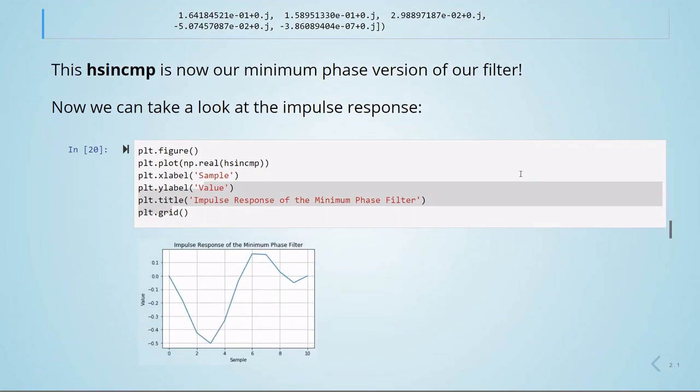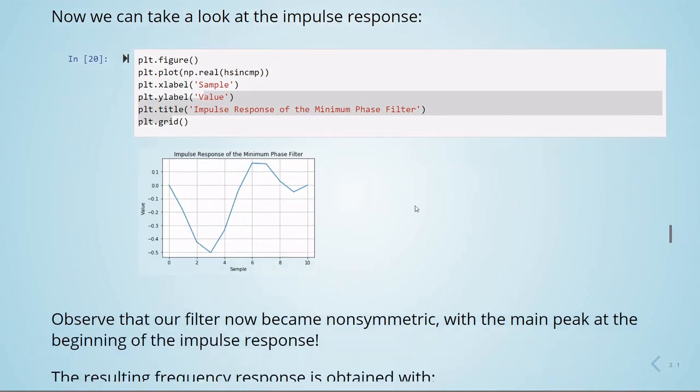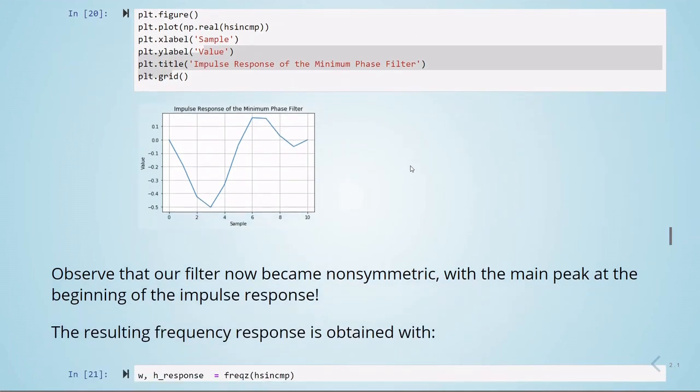So we can take a look at the impulse response. It looks like the impulse response of a minimum phase filter, and observe that our filter now became non-symmetric with the main peak at the beginning of the impulse response.